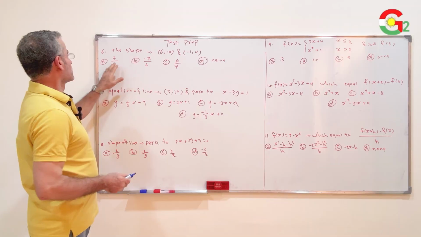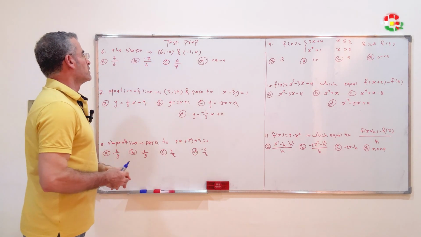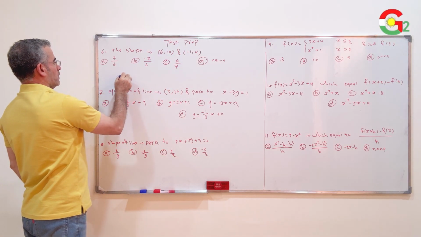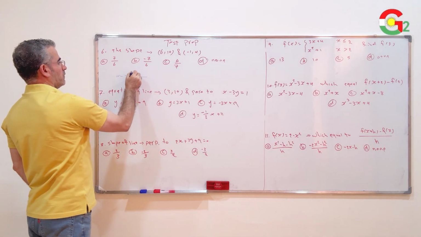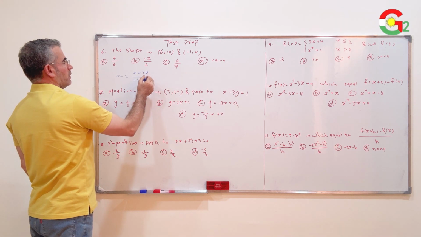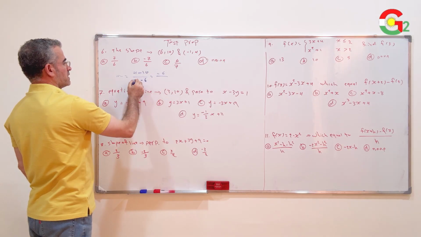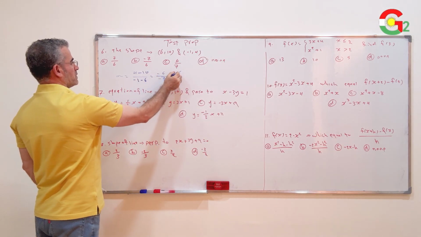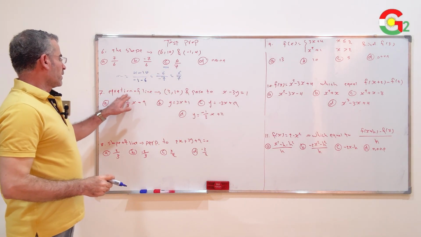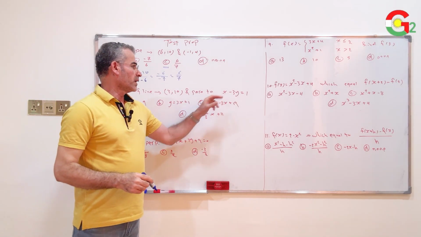Question number 6. What is the slope of the line passing through these 2 points, (6, 10) and (negative 1, 4)? The slope equals y2 minus y1 over x2 minus x1, which is 4 minus 10 over negative 1 minus 6, equal to negative 6 over negative 7, equal to 6 over 7. Choice C.